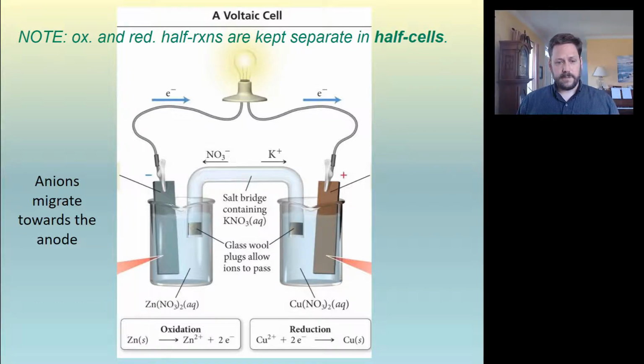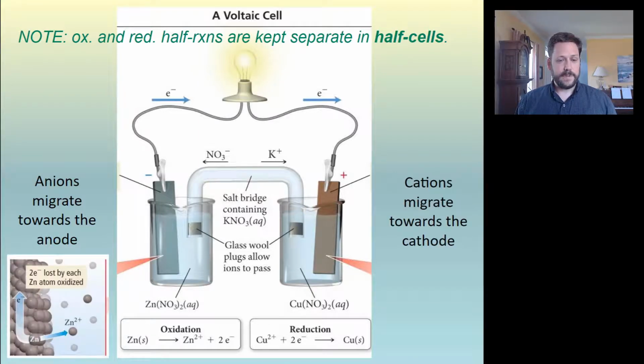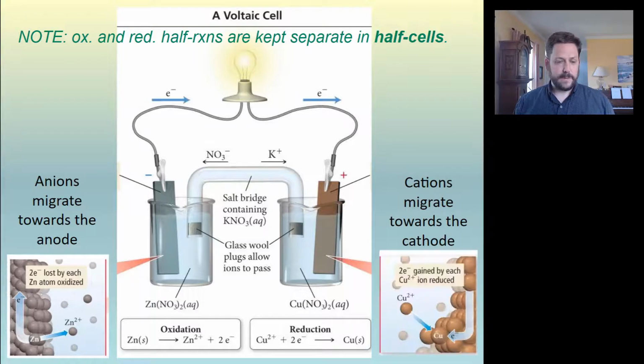And alternatively on the right, as electrons are being transported to the cathode, the copper ions in solution are being reduced. Well, there's a deficiency of positive charge in that solution as a result, and so the potassium ions are going to flow in that direction to replenish that positive charge, which is being depleted as the copper is reduced to solid copper metal. For that reason, cations migrate towards the cathode. So there's a lot going on here, certainly. We'll have to unpack it step by step.